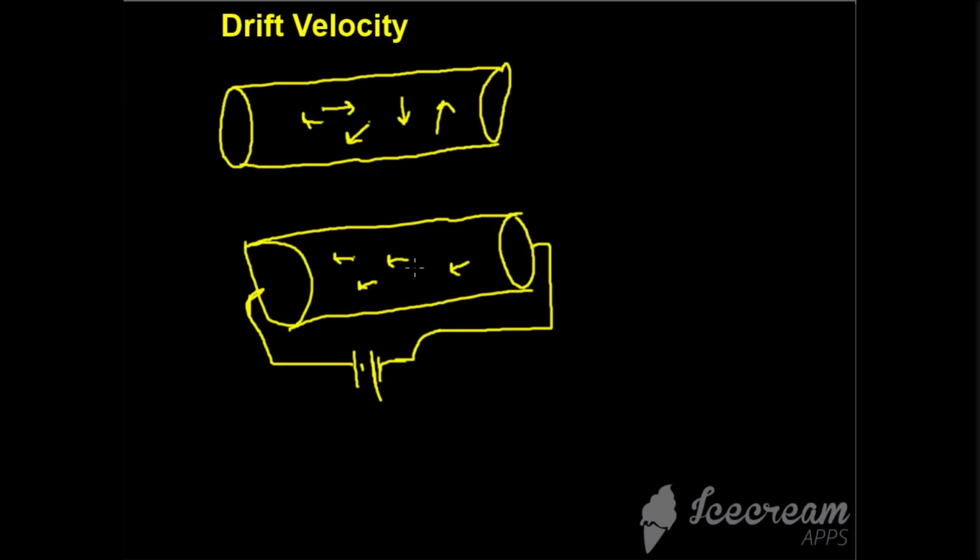All the electrons move from negative to positive. As I already stated, electrons are negatively charged. This side is positive when the battery is connected, and this side becomes negative after the connection of the battery. Electrons, being negatively charged, are repelled by this negative side and attracted towards this positive side.